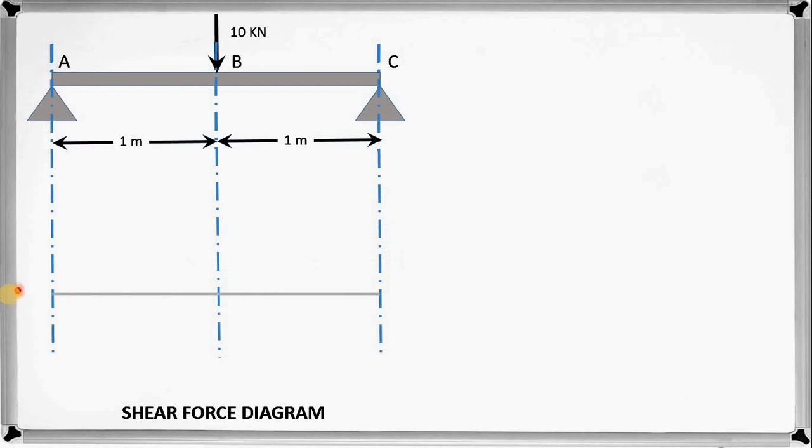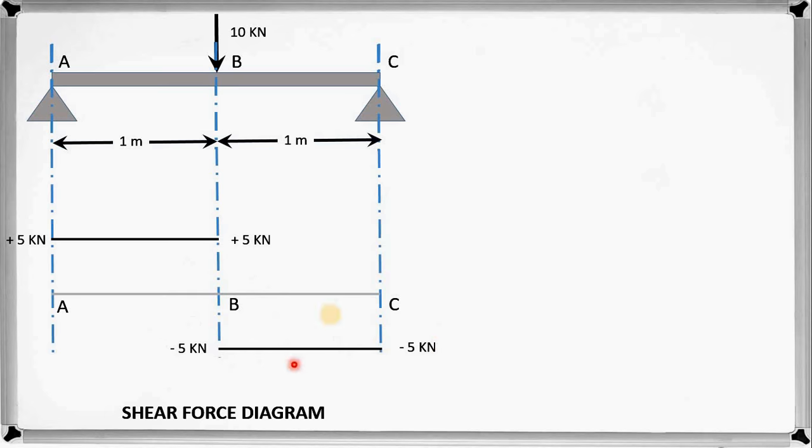In the AB section shear force is constant and plus 5 kN, while in the BC section shear force is constant but minus 5 kN. Here the shear force diagram of the bridge completes.